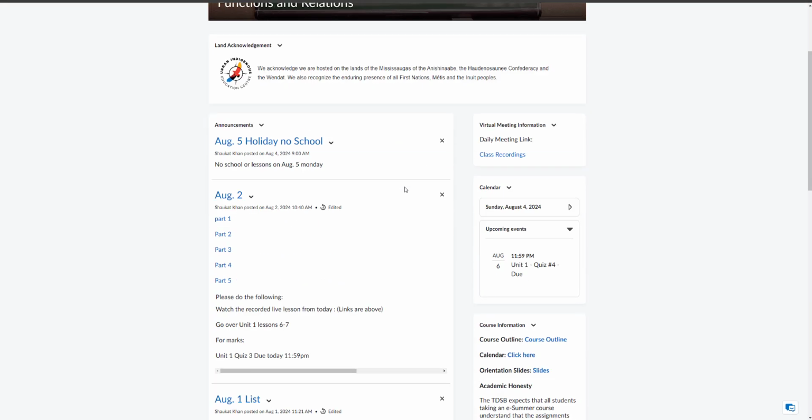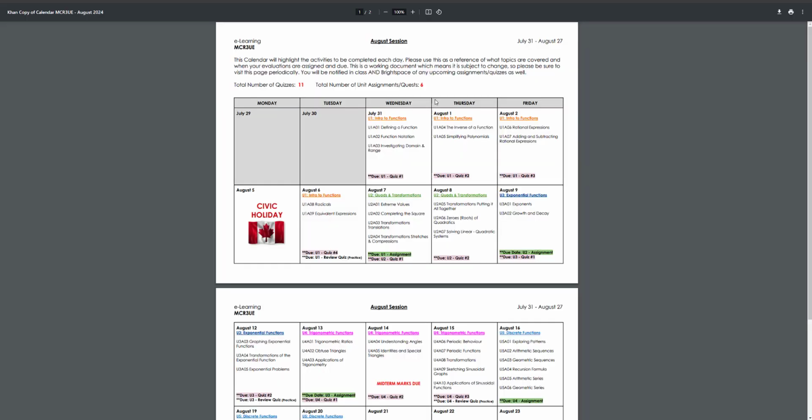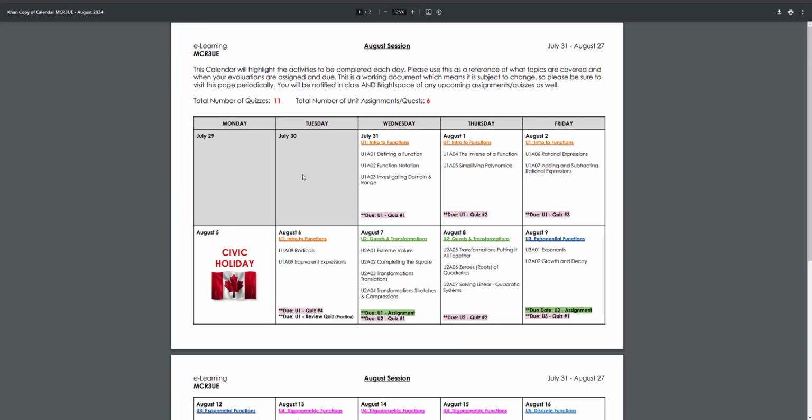Let's see what we need to do today. So here's our course outline, here's our calendar. Click on that calendar, go to today's date, Tuesday, August 6th. You're on Unit 1, and we're doing lessons 8 and 9, which are on radicals and equivalent expressions.